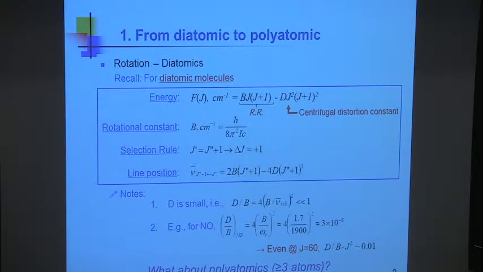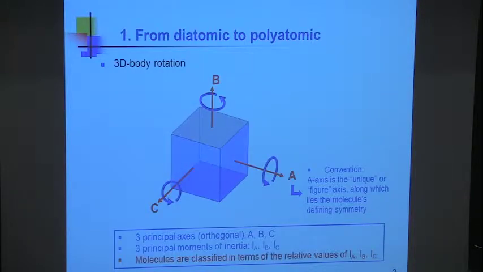Now, what happens when we go to 3 or more atoms? So the first thing you do is we go back to our classical mechanics, and we establish the center of mass, and we establish the 3 principal axes. The definition of the principal axes is such that there are no so-called products of moments of inertia. So in any system, there are 3 axes that can be defined orthogonal to each other, which are the principal axes.